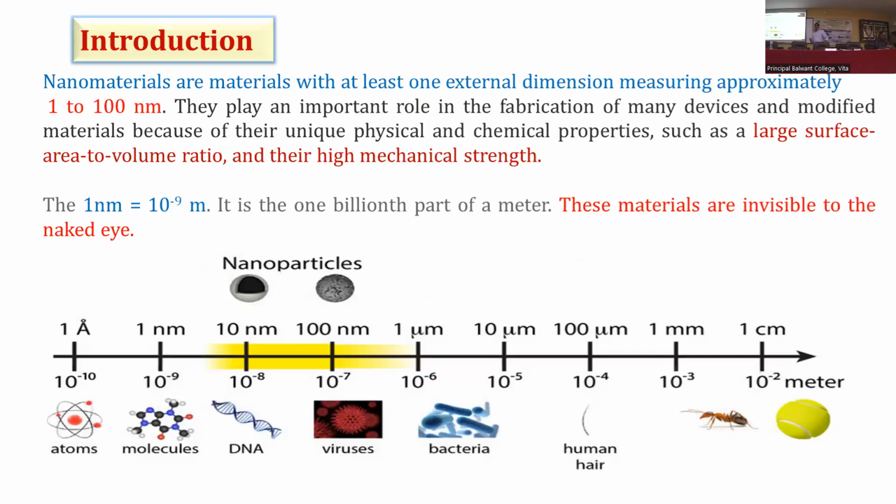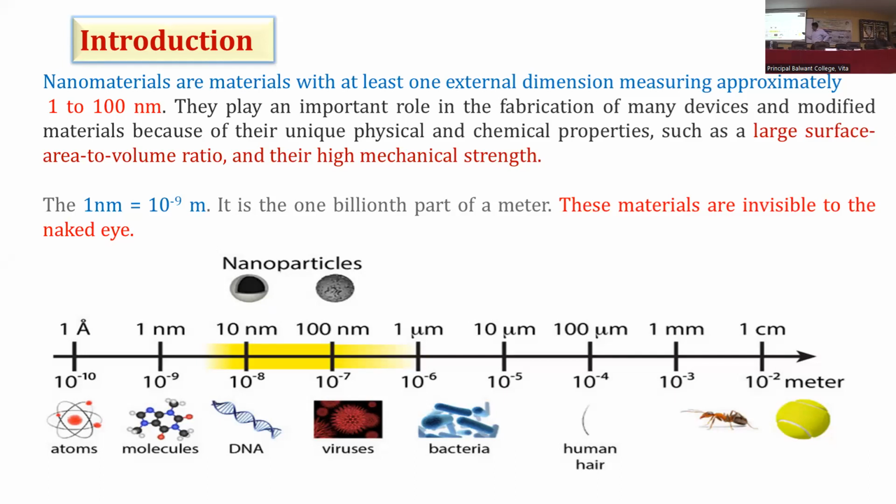Now, introduction. Nanomaterial means the dimension of the material is about 1 to 100 nanometer. 1 nanometer means 10⁻⁹ meter. This material plays an important role in the fabrication of many devices, with applications in various devices as well as industries, because of their unique chemical and physical properties such as large surface area to volume ratio and high mechanical strength.